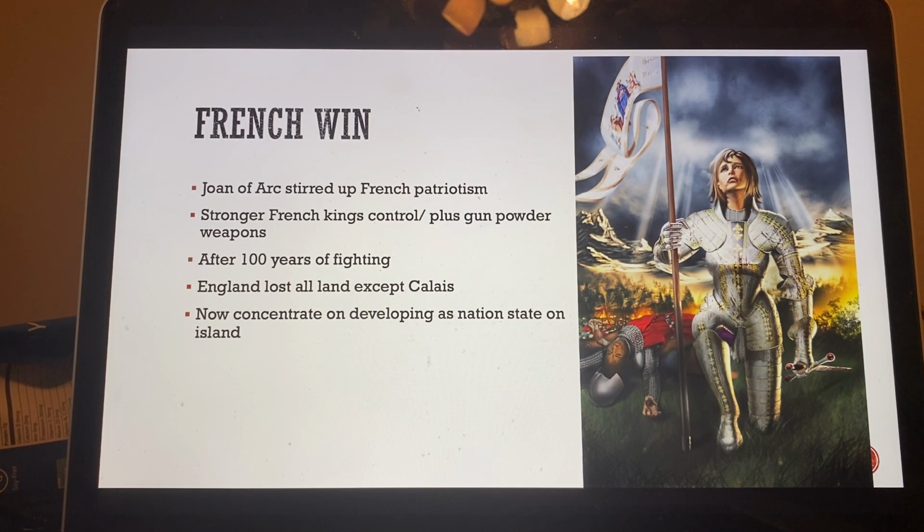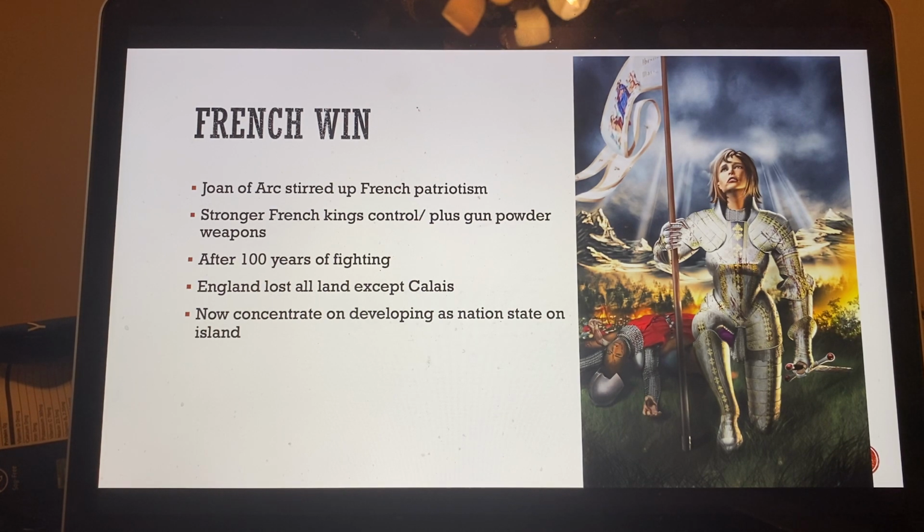I don't know if you know what happened to Joan of Arc, but the English had caught her. She ended up being burned at the stake, killed. Joan of Arc was killed, but the great leader being killed stirred them up into being the patriotic French.